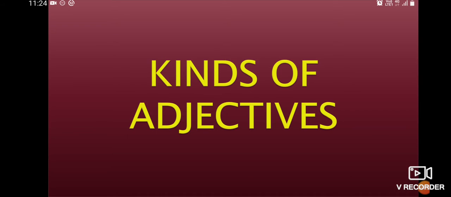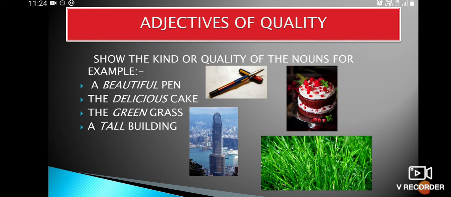Now we come to the kinds of adjectives. The first kind of adjective is adjective of quality. Adjectives of quality show the kind or the quality of the nouns. For example, a beautiful pen, the delicious cake, the green grass, a tall building.